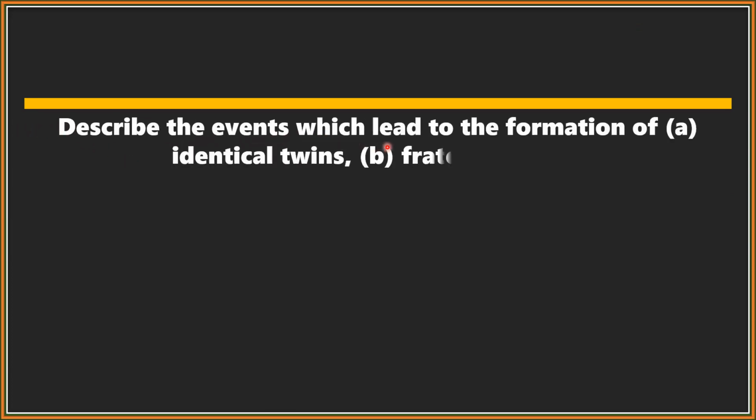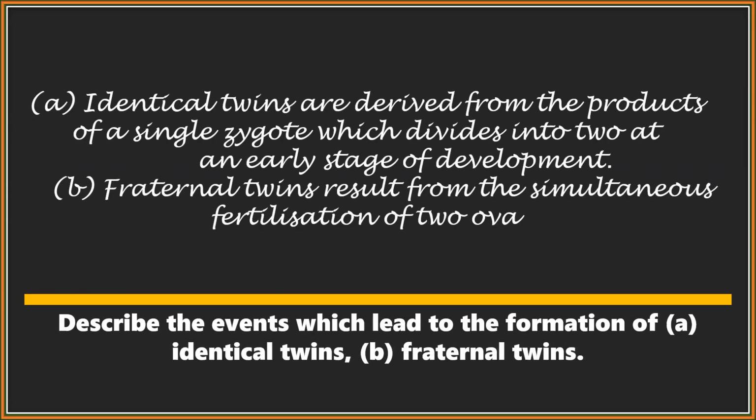Describe the events which lead to the formation of identical twins, fraternal twins. Identical twins are derived from the products of a single zygote which divides into 2 at an early stage of development. Fraternal twins result from the simultaneous fertilization of two ova.